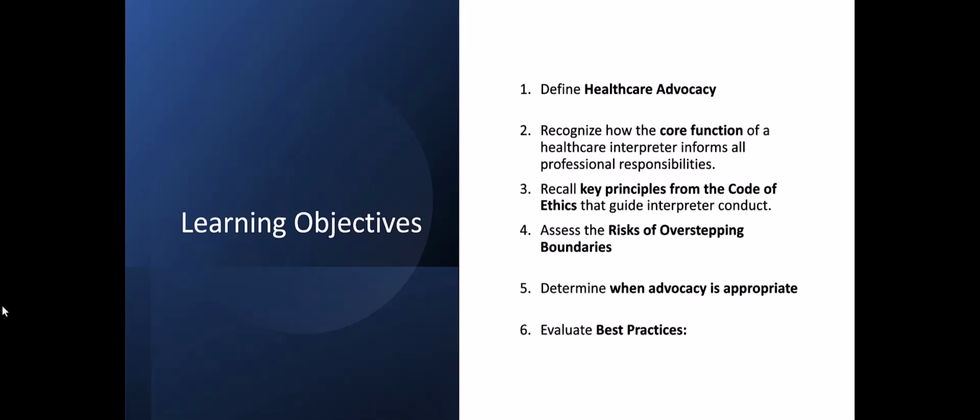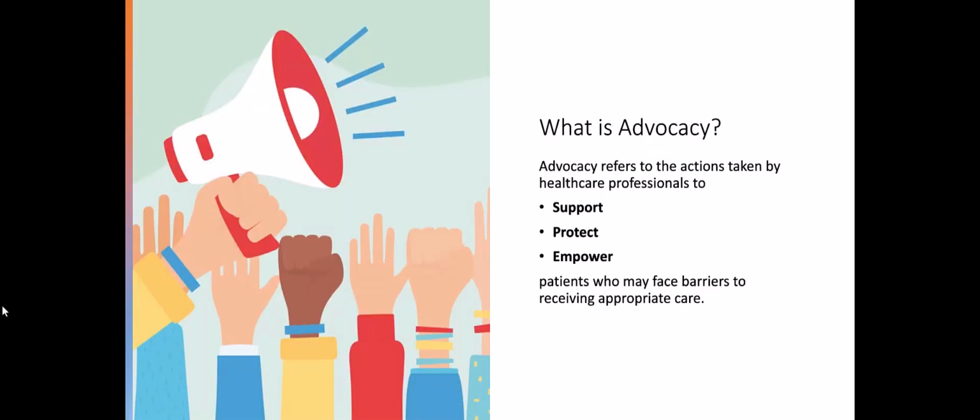We'll take a look at some ethical guidelines, specifically key principles from the National Code of Ethics and the CHIA Code of Ethics that help guide the interpreter's conduct as it relates to advocacy. We're going to determine when advocacy is appropriate for the interpreter by applying specific criteria to decide whether advocacy is warranted, and we're going to evaluate best practices when we choose to advocate. So let's start by defining advocacy.